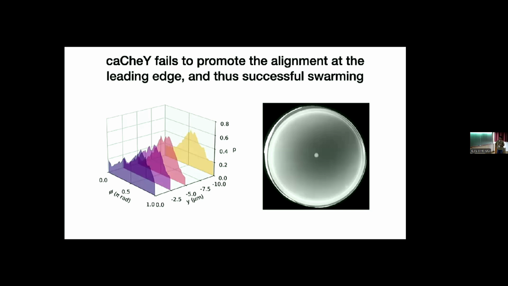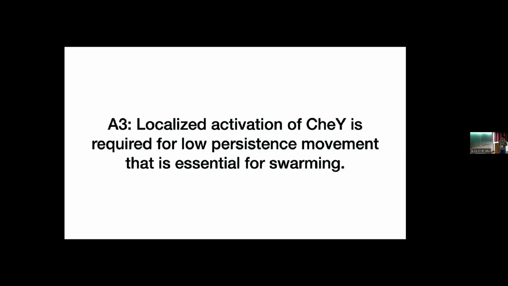The constitutively active KY failed to promote the alignment at the leading edge. This is the orientation distribution at the leading edge, and it also failed to swarm. So we concluded that the localized activation of KY is required for the low persistence movement that is essential for swarming.